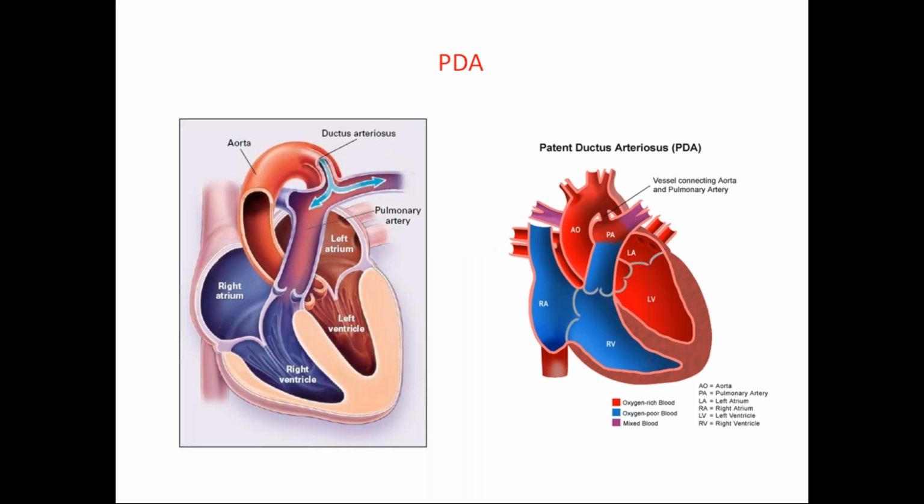Now coming to the second topic, that is PDA. You must be knowing fetal circulation: the ductus arteriosus will be patent, connecting the pulmonary artery to the aorta. In the fetal circulation there is not much pulmonary circulation because the lungs are not open. The lungs' job is done by the placenta, so not much blood flows into the lungs. The pulmonary artery will put all its blood into the aorta through the ductus arteriosus.